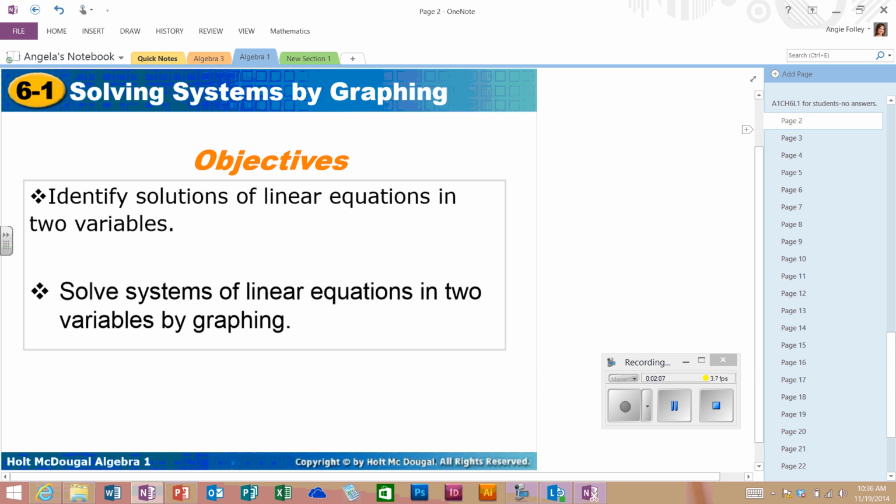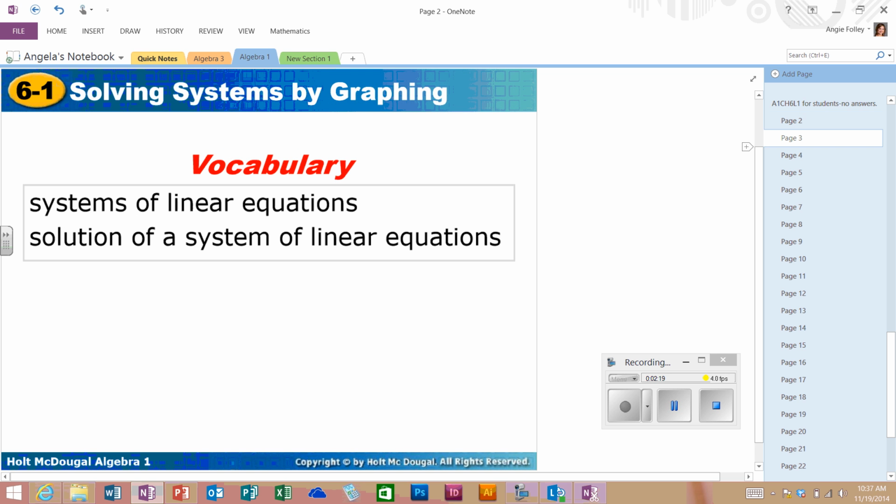Okay, so for today we're going to look at identifying solutions of linear equations with 2 variables and then solving systems of linear equations with 2 variables by graphing them. So we will go over both of these concepts.